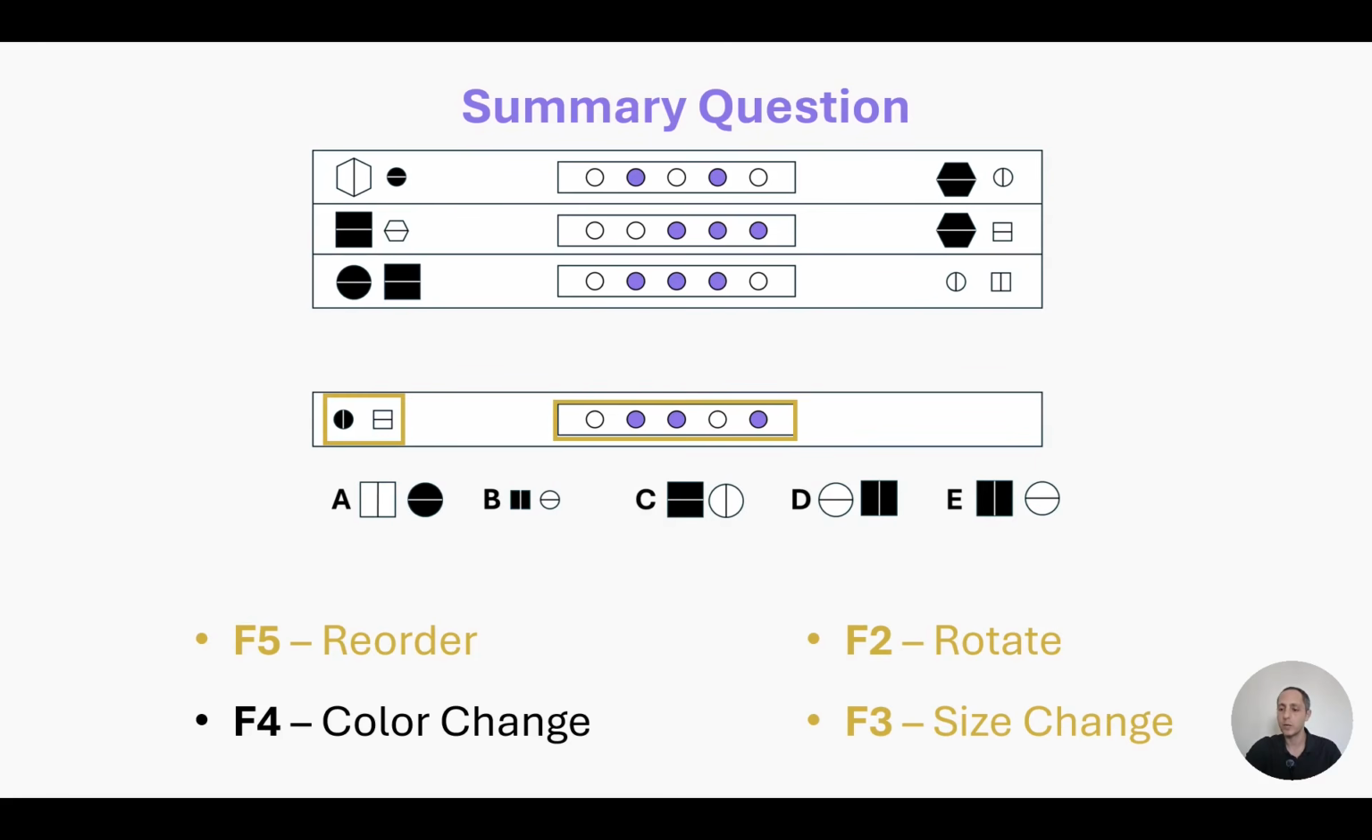So let's pick the square on the right. Okay, so I know I need to rotate it, I know I need to change the size, and I need to reorder it. So it's going to be on the left, it's going to be white, big, and have a vertical instead of a horizontal line, which exists only in answer A, and that is why this is the correct answer. You can do the same for yourself with the circle. The result would be the same.